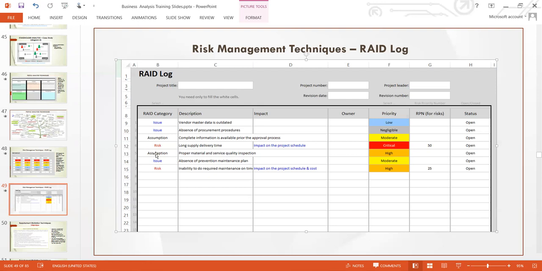Okay. Assumptions are the things that you assume should happen within the project. For instance, you have a timeline of 3 months to complete whatever we are doing here, that's our timeline. So when you are managing your RAID on this particular activity, you assume that you are going to finish this project within 3 months. That's our assumption.